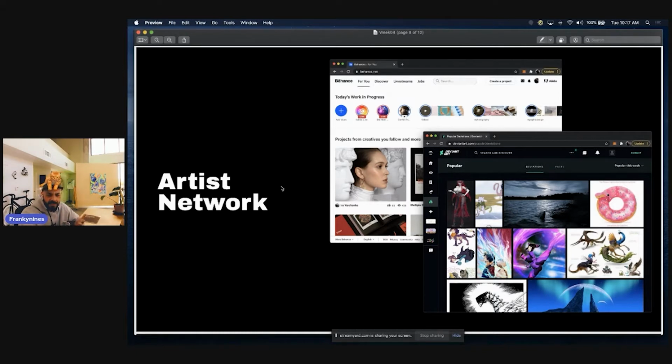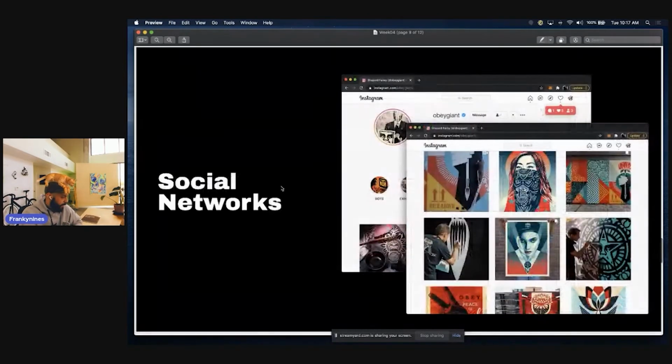DeviantArt, I think I just have the usernames. I don't think I uploaded any work. Social networks, powerful. Instagram, you have, as I mentioned, Pinterest is a social network. Facebook, really strong portfolios, which we'll look at. We'll look at a couple portfolios here in a second.